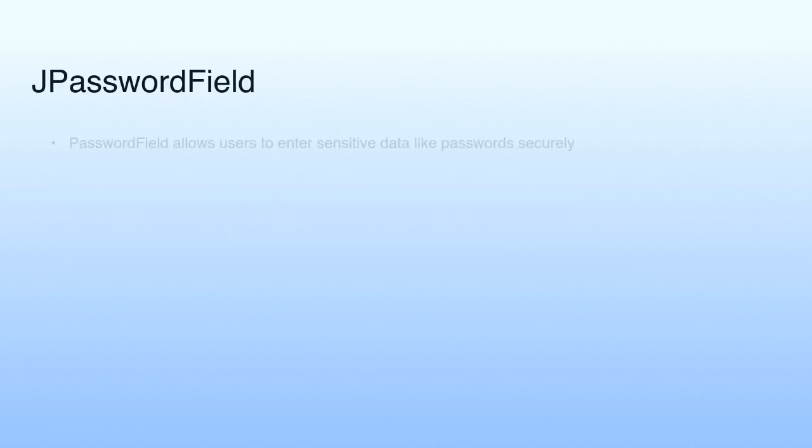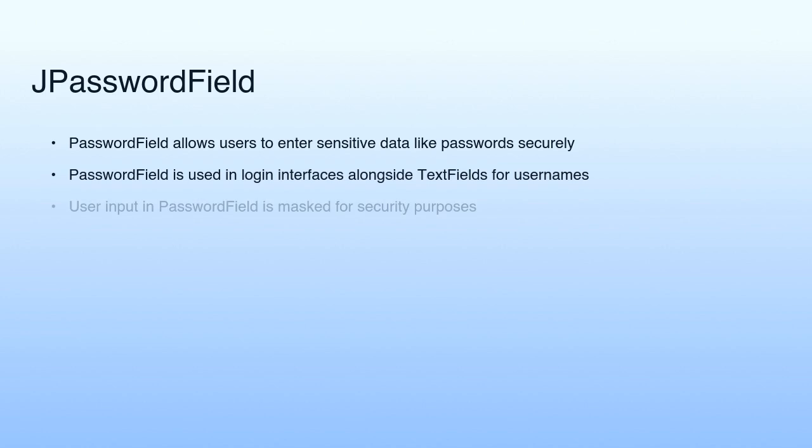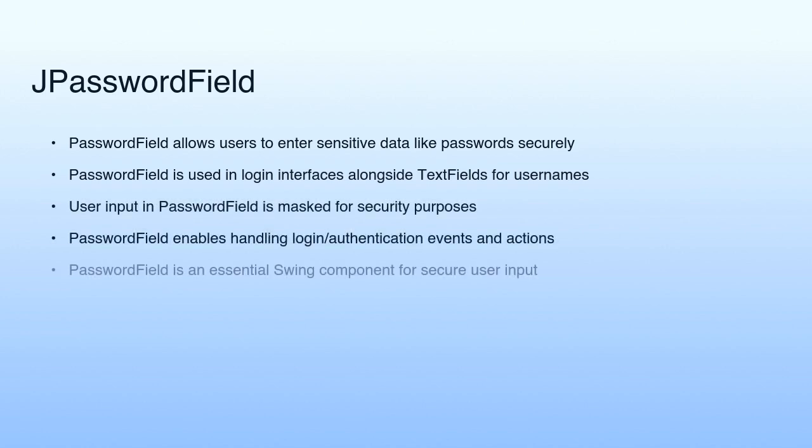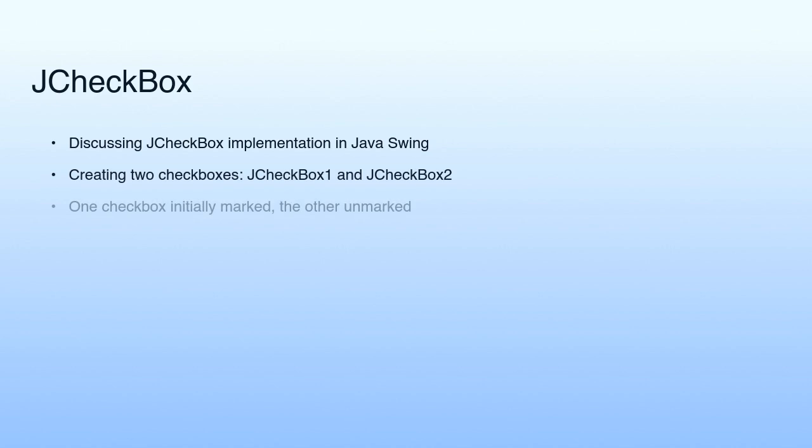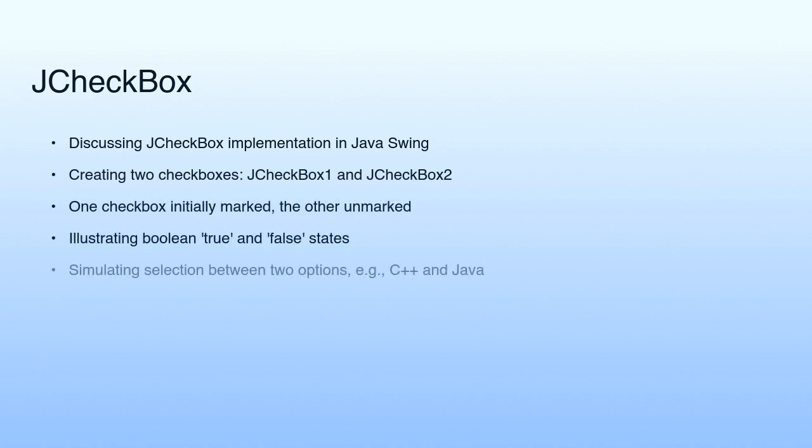For secure user input like passwords, the JPasswordField component is introduced, masking the user's input for added security in login interfaces. The video then explores using checkboxes to create two selectable options, one initially marked and the other unmarked, simulating selection between choices like programming languages.